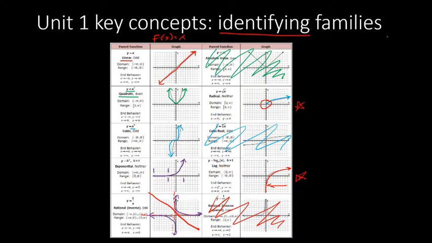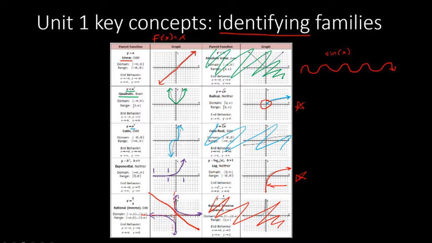One that's not on this list that I should mention is a trigonometric function, which were the ones that had this wavy effect and were periodic. This would be something like f of x equals sine x, or f of x equals cosine x, etc. Quadratic being a parabola, etc., etc.